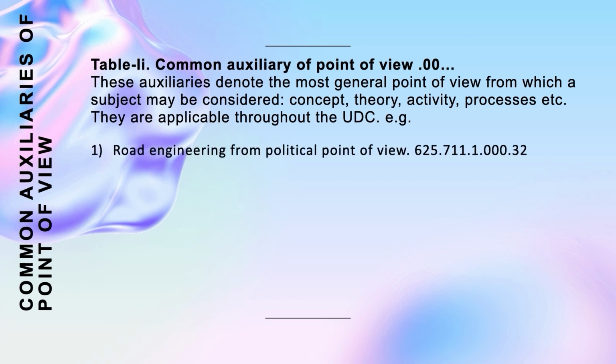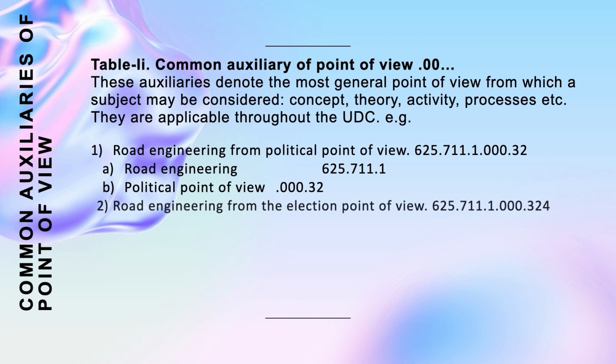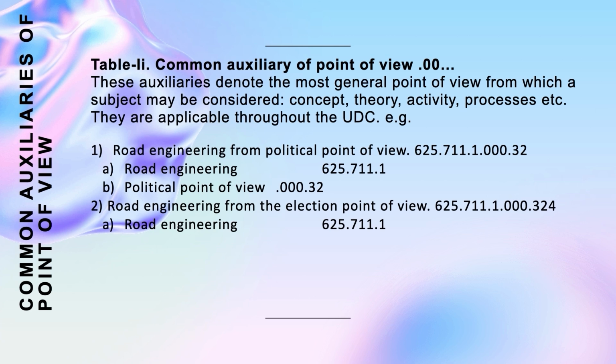So first one is road engineering from the political point of view. So you see road engineering, the class number is 625.711.1, and the political point of view here is .000.32. So this is the political point of view. Again, in the next example, you see road engineering from the election point of view.